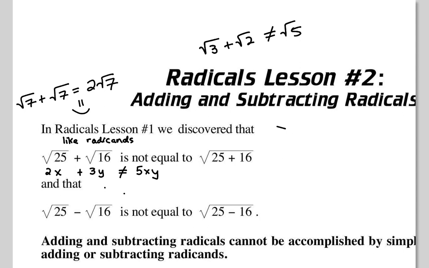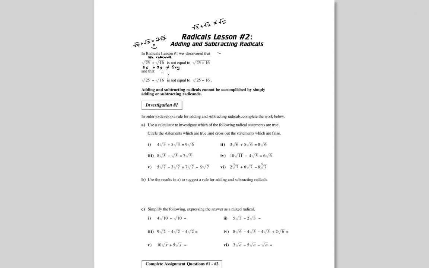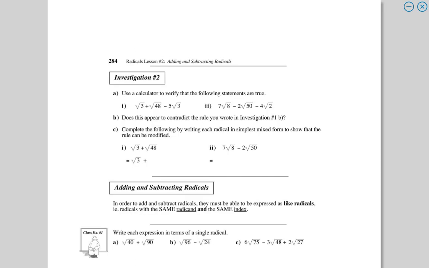So what does it mean to be like terms with radicals? They have to have the same radicand, which is just the number inside the house. The little radical house, yeah. Okay, so this investigation is not necessary. I think we can just jump right into class example 1.